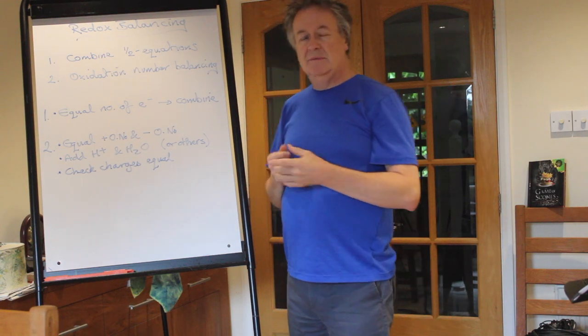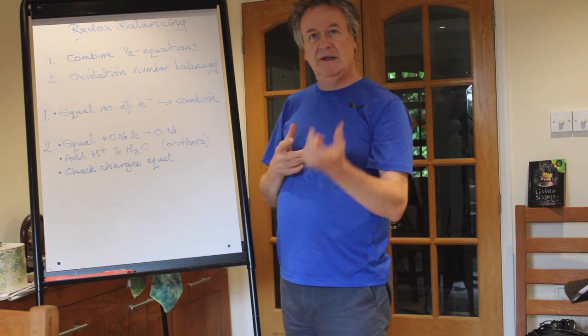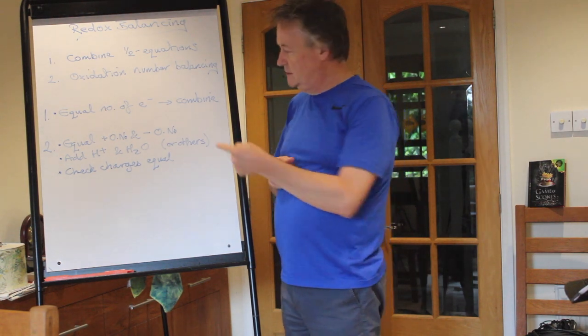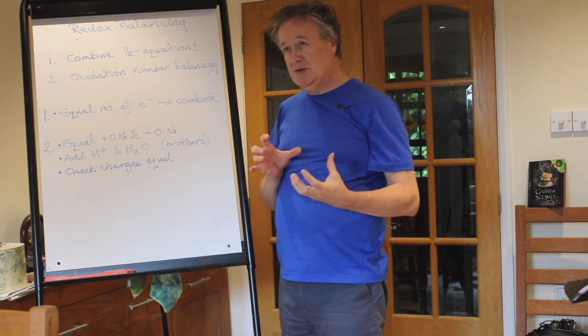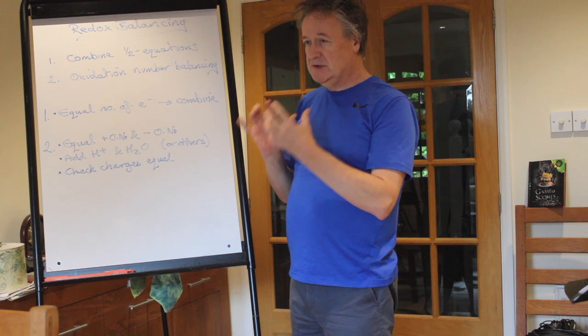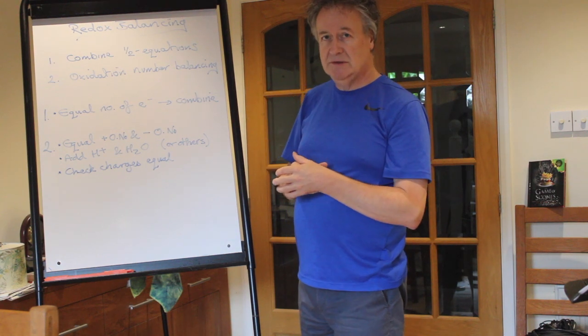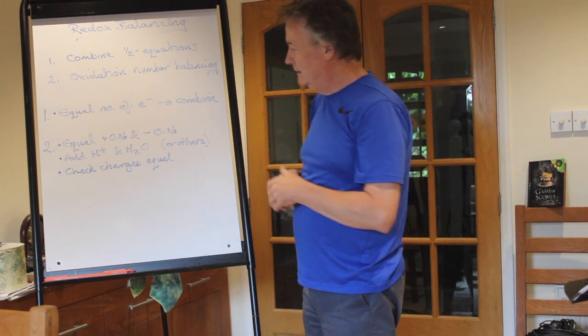You have to equal up the amount of plus oxidation number and minus oxidation number, meaning plus oxidation number is oxidation, minus oxidation number is reduction. So the total increase has to be equalled by exactly the same size total decrease. So there's no overall change in oxidation number, you could think of it like that.